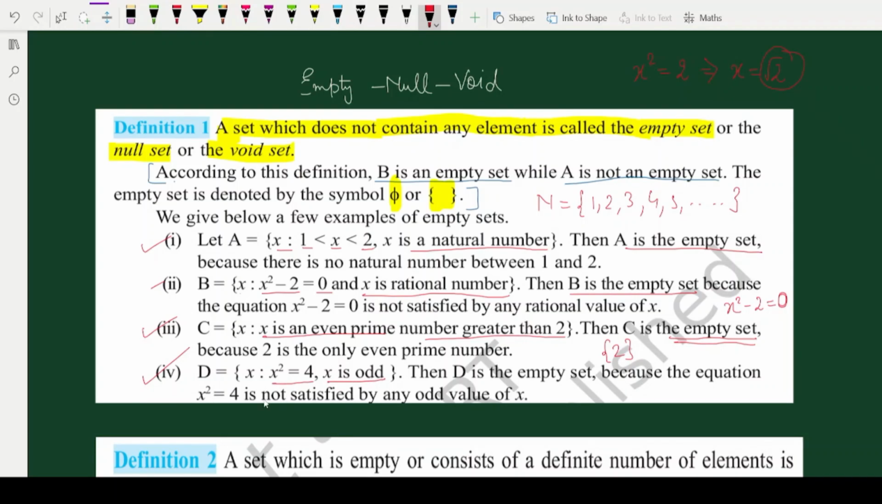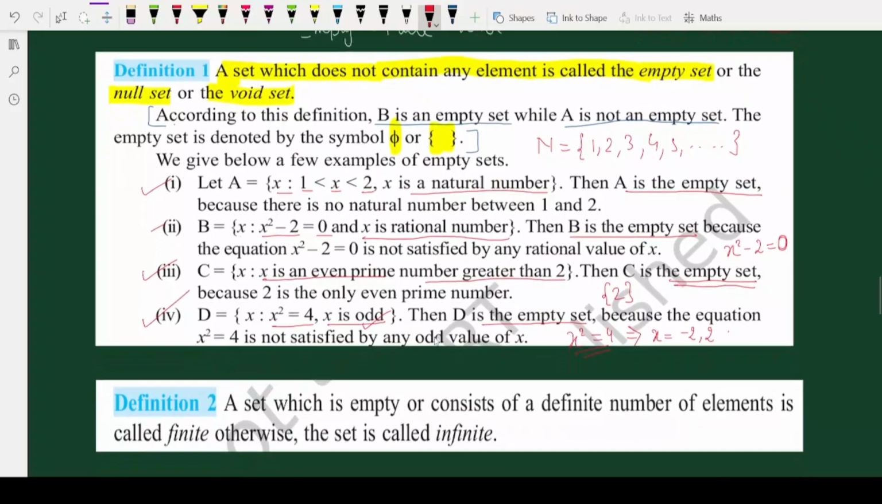Fourth one: x such that x square equal to 4, and x is odd. We know that x square equal to 4 implies x is equal to minus 2 or 2, but they say x is odd, so this is not the case. There is no number such that x square equal to 4 and x is odd. So this is also an empty set. These are very good examples for understanding the concept of the empty set. I hope you understand all.